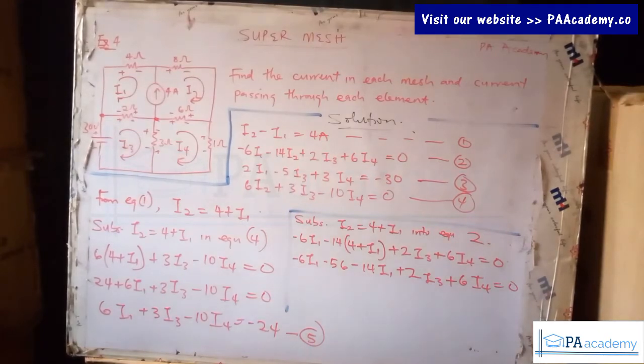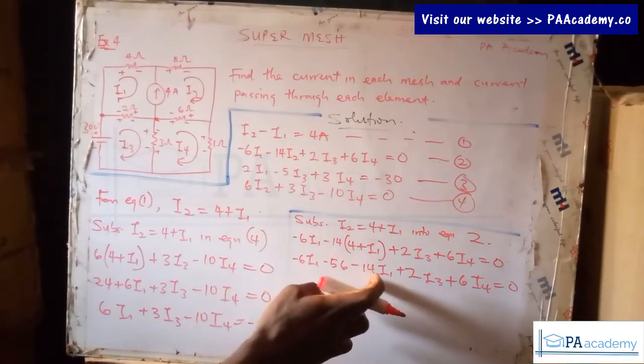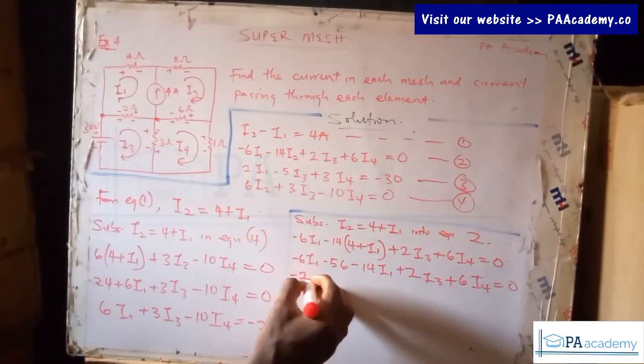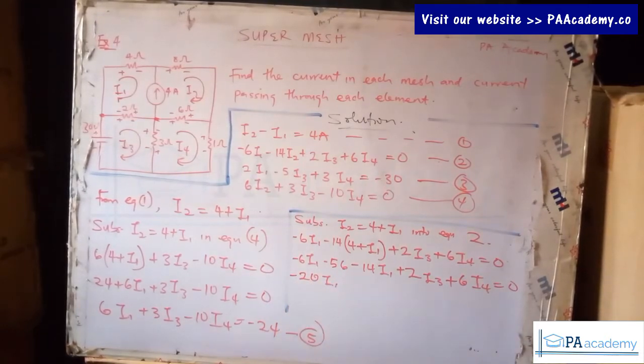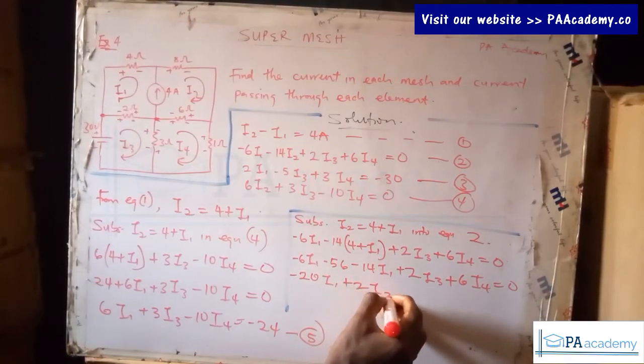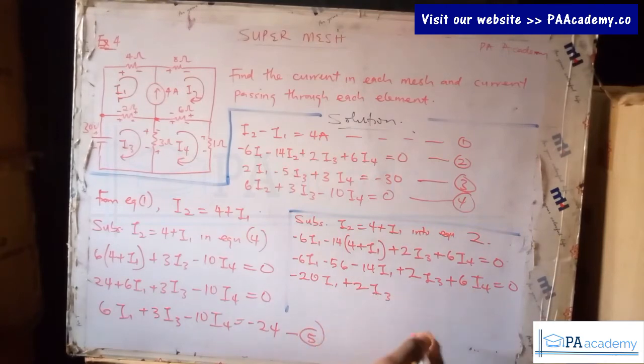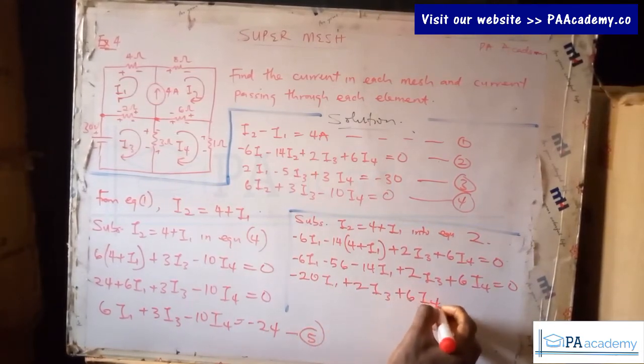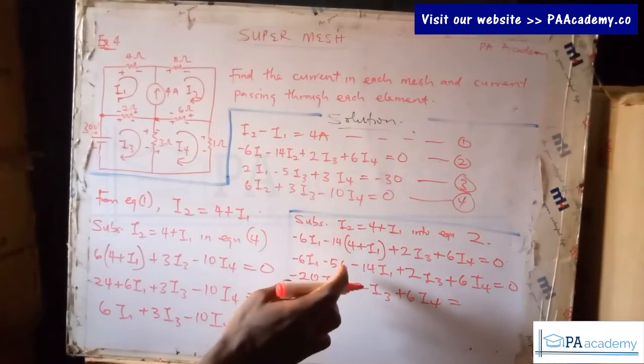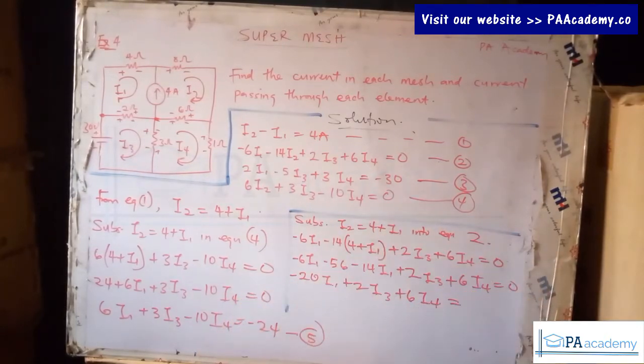Alright, let's just rearrange everything so that it looks neat. We have minus 6I1 and then minus 14I1, so that will give us minus 20I1. Then for I3, we have 2I3, so that will be plus 2I3. And for I4, this is the only I4 we have here, that's plus 6I4. Then equals, now we have minus 56 here. If you bring it to the other side of the equals sign, it becomes 56. So we will take this as our equation 6.